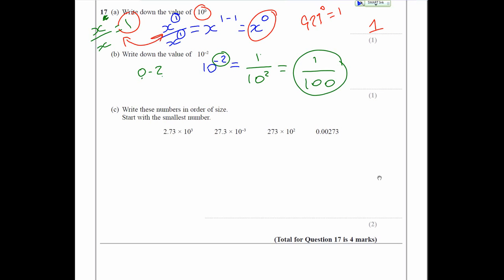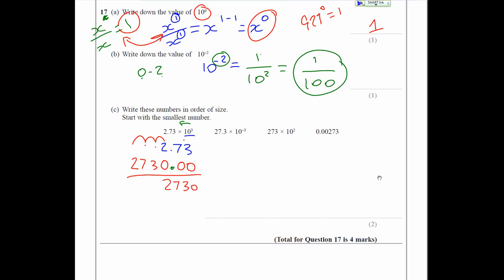Part C. Write these numbers in order of size. Start with the smallest number. Let's have a quick look. 10 to the power of 3. That means you're going to make your number 10 times bigger, and shift it to the left 3 times. So let's keep the decimal point there, and go 1, 2, 3. The 2 goes here, and we move the 7 to the next one, 3 to the next one. We've got a gap here for a 0, and we do not need the point there. That number is just 2730.